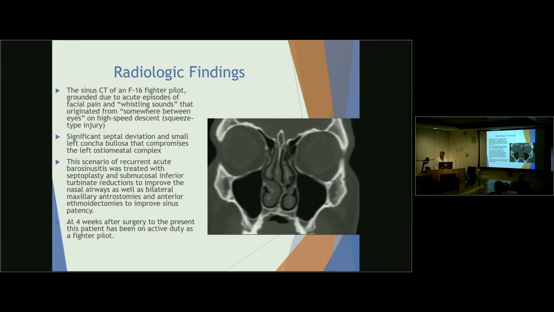Question. Yes. So you brought up the minimally invasive procedure. My main question is, how do you determine which sinuses to address, apart from the ones that... Perfect. We're going to get to that. We're going to talk about that in management. I just wanted to bring up these cases to talk about the radiologic findings in recurrent acute barosinusitis. We're going to talk about the management in detail. Let's see, am I on time? Okay.